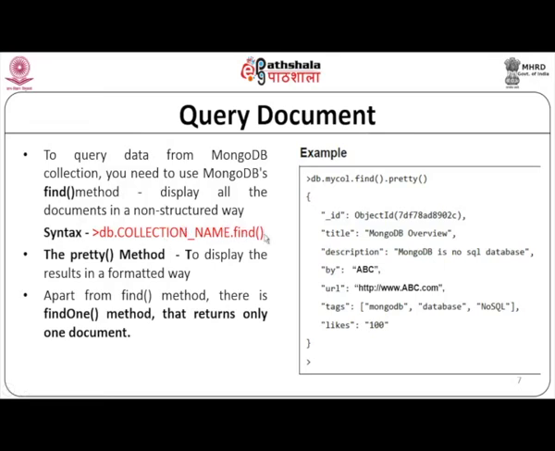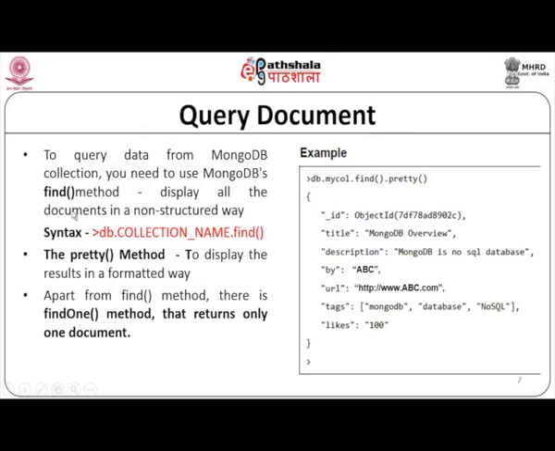For example, if you are going to make use of this find method, the contents are going to be displayed in a non-structured way, but that may not be good for visualization purposes. That is, when you want to understand the content of the document, using the find method may not be good. So, when you want to find the content in a structured way, you can opt for another method called the pretty method. This method is used for displaying the results in a formatted way.